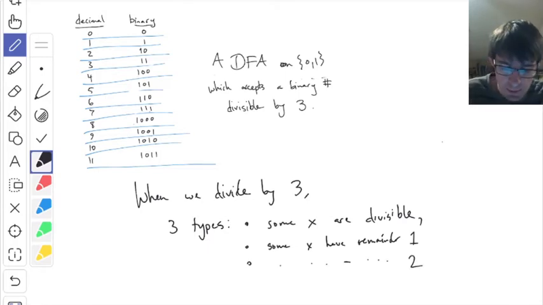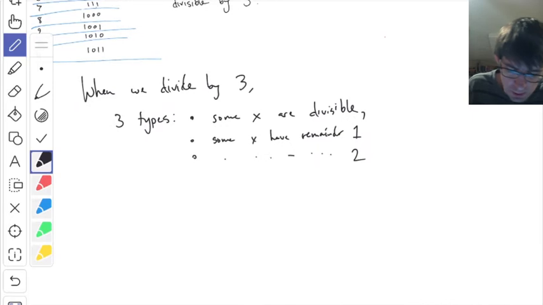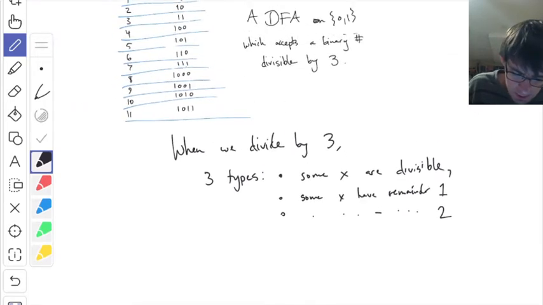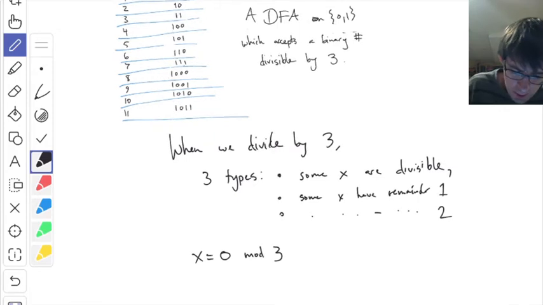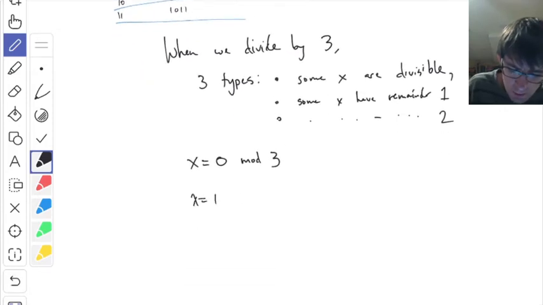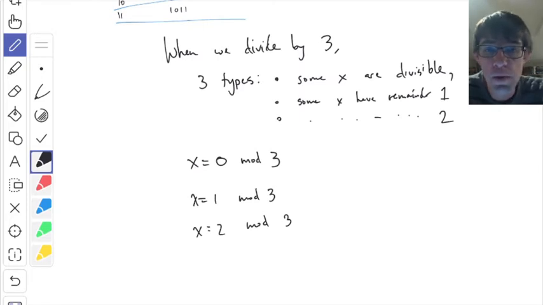And the fancy language that we use for this, which I think that you've seen before, is this. We can say x equals 0 mod 3. That means that it is divisible by 3; when you divide it by 3, you get no remainder. Or x equals 1 mod 3, which means when you divide by 3, you get a remainder equal to 1. Or x equals 2 mod 3. And these are all the possible results you could get when you try to divide a number by 3.